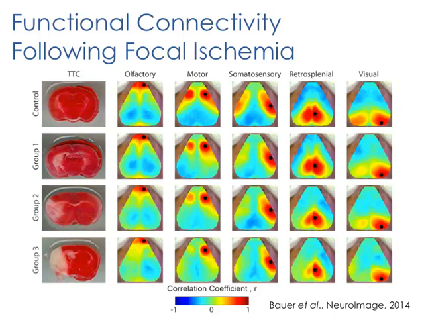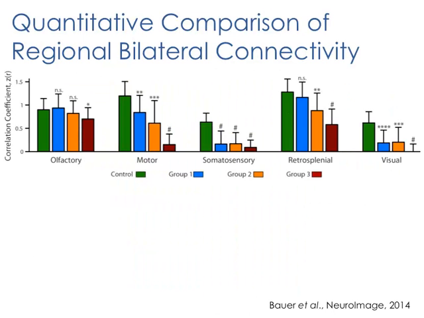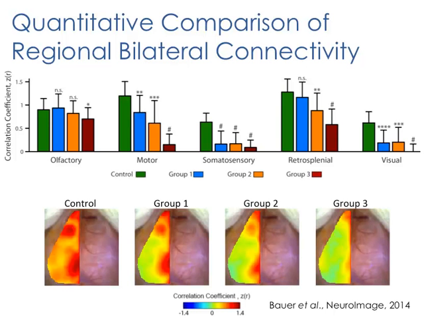So like the AD work, we're going to compress these maps into bilateral connectivity values. And you can see the gradual decline that occurs in motor cortex and retrosplenial, whereas somatosensory and visual are damaged right away, even with the smallest lesions. So instead of looking at single numbers, you can make maps of this bilateral connectivity. By definition, bilateral maps are symmetric. We're choosing to visualize them in the ipsilesional hemisphere.